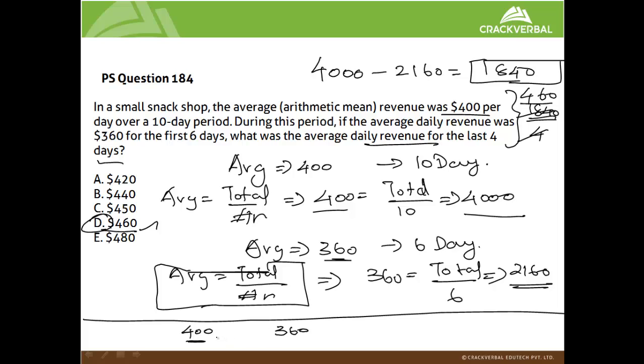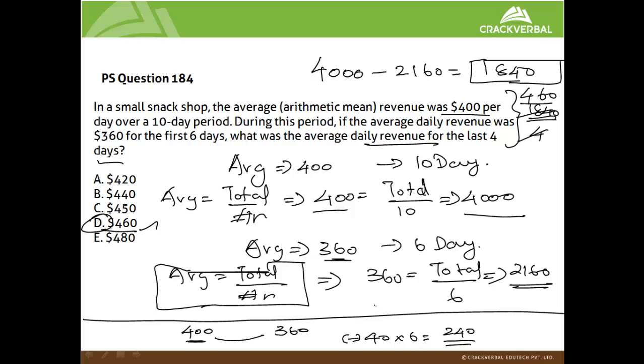So that means we are 40 behind every day for the 6 days, correct? In that case, in the remaining 4 days we have to compensate whatever we are behind. For 6 days, if we are behind 40, that is 40 into 6, which is 240 behind.